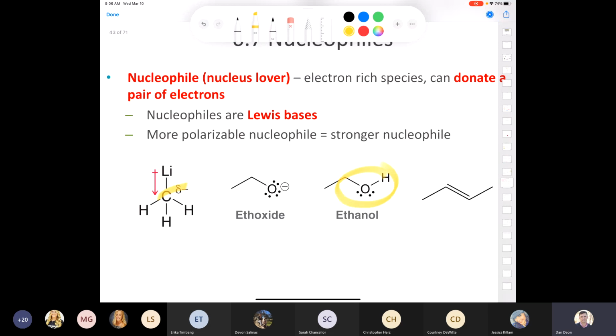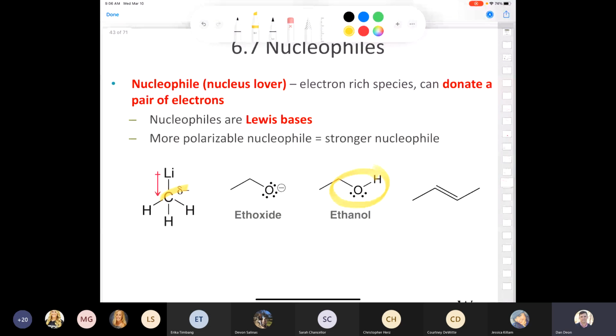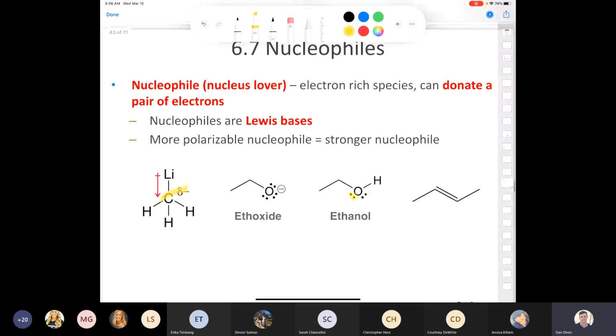If we look at ethanol, you might think, well, why would ethanol be a nucleus lover? Well, because you have unpaired electrons that are not being shared in a bond. And so those are going to have the ability to be attracted to a nucleus, which is positive. And then over here in an alkene, we have a pi bond. We have two electrons in a pi bond. Pi bond is weaker than a sigma bond. And so put in the right environment, those two electrons in that double bond can be attracted to a nucleus, okay?